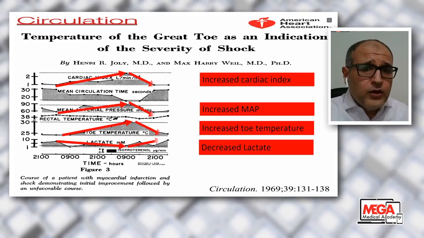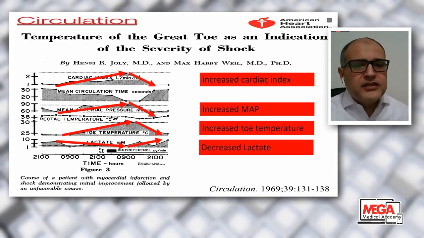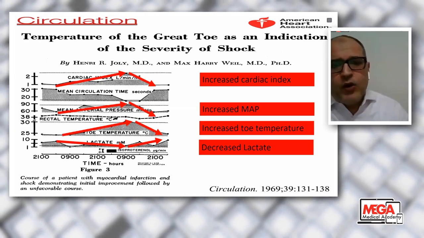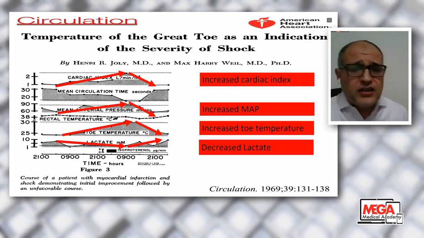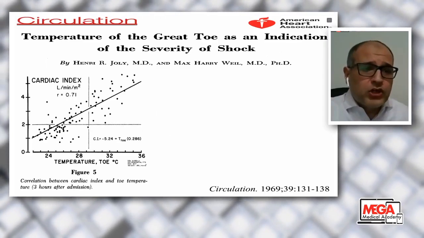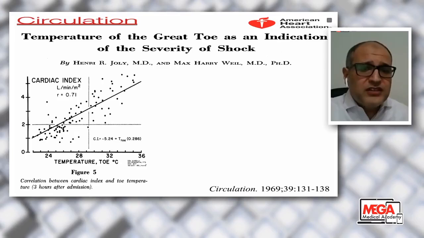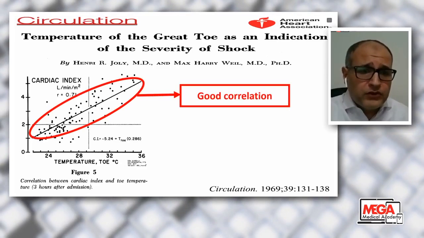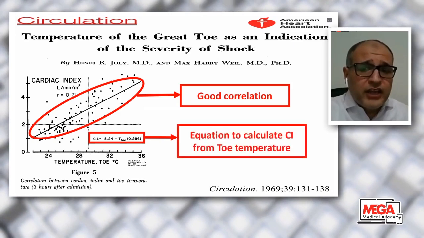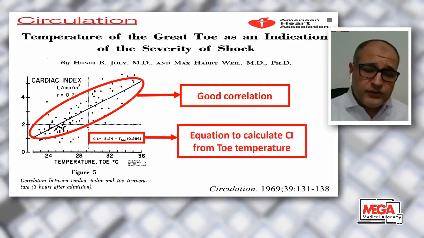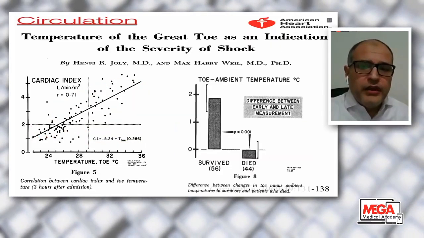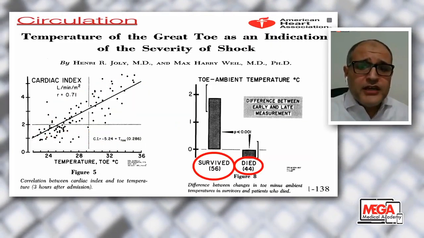They also found that when any of these variables is reversed, all the other variables will be reversed in the same direction. When they did correlation between temperature and cardiac index, they found that there is a positive correlation between both variables, and they also derived an equation to calculate the cardiac index from the toe temperature. Also, they found that the lower toe temperature is accompanied with this.